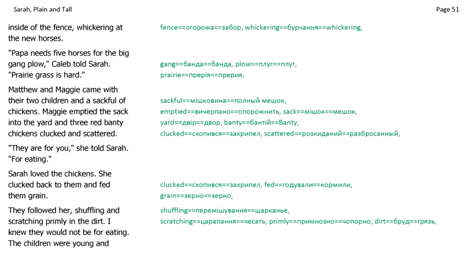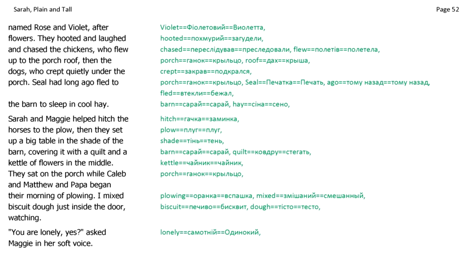The children were young and named Rose and Violet after flowers. They hooted and laughed and chased the chickens, who flew up to the porch roof, then the dogs, who crept quietly under the porch. Seal had long ago fled to the barn to sleep in the cool hay. Sara and Maggie helped hitch the horses to the plow, and then they set up a big table in the shade of the barn, covering it with a quilt and a kettle of flowers in the middle. They sat on the porch while Caleb and Matthew and Papa began their morning of plowing. I mixed biscuit dough just inside the door, watching.